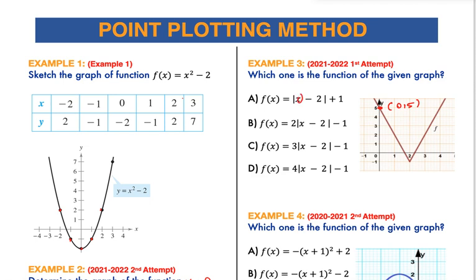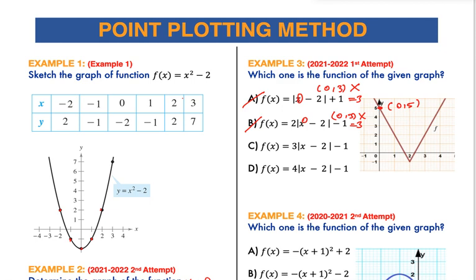When x is 0, what's our y? Absolute value of 0 minus 2 is 2, 2 plus 1 is 3. So this didn't satisfy. The point here is (0, 3), not (0, 5). They are not the same, so option A is false. Option B, substitute 0 for x. Here I have 2 times 2, 4, 4 minus 1, 3 again. My point for option B is (0, 3), which is different from (0, 5). So that's not our answer either.